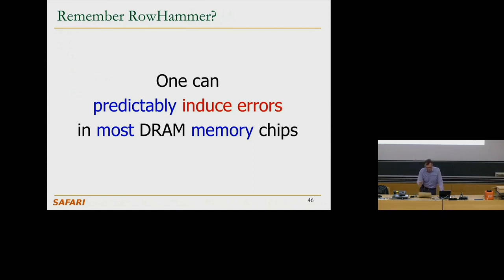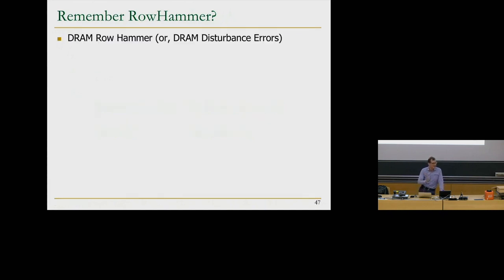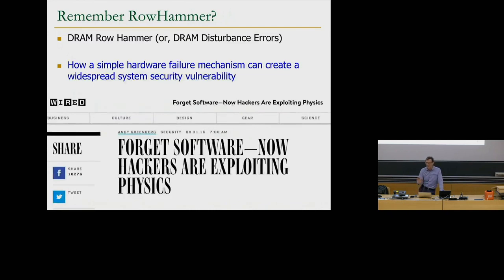Okay, so let me go through this because I think this is really important, and hopefully this will tie in a lot of things in this course. So we discussed row hammer, right? So does everybody know what row hammer is? Yes? So some people don't know, so I'm going to go through this quickly. It's essentially a simple hardware failure mechanism that can create a widespread system security vulnerability.